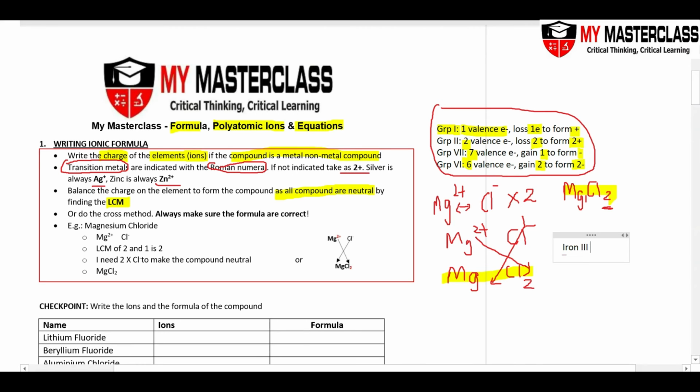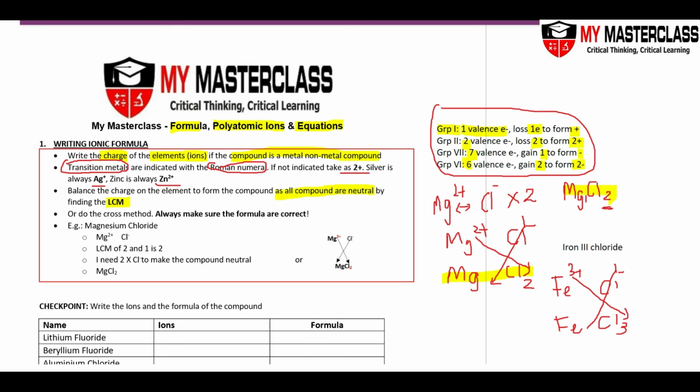iron 3 chloride. The Roman numeral says it's 3, so iron is Fe. Because it's a metal, metal always loses electrons to form positive ions, so Fe3 plus, and Cl minus is your standard from the periodic table. Doing the cross method, you bring down the element symbols, bring the charge to the bottom. This 1, bring it down, no need to write.